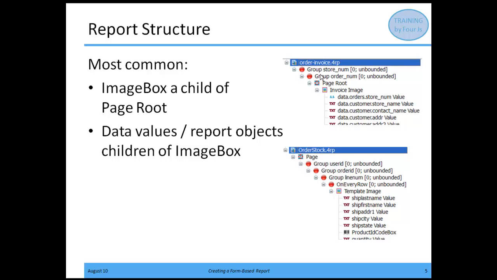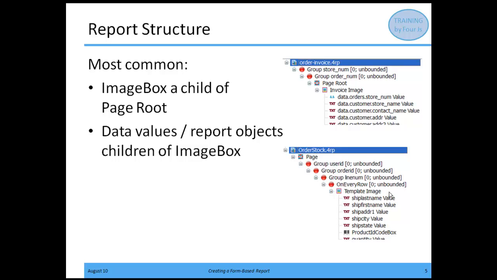What this is telling me is that the order num is going to be the breaking point to start a new form, and that means that the on every row, which is further down in this view, is going to contain multiple rows relating to one order. So the fact that my page root is under the order num means I'm going to have one form report containing information about an order, but that information may be streaming across several rows.